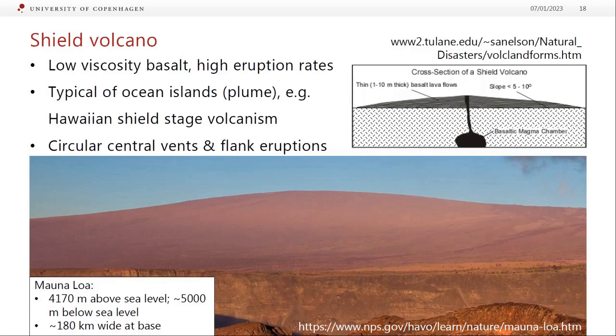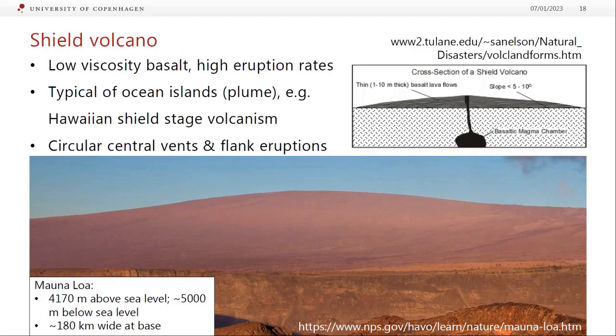Basically made up of a big stack of lava flows. They might be 1 to 10 meters thick, and it's got quite a gentle slope, 5 to 10 degrees. With these, actually, they tend to be gentler nearer the volcano, and then they actually get steeper off into the ocean, because once you start erupting into the ocean, it produces more pillow basalt. The flows aren't able to go as far.